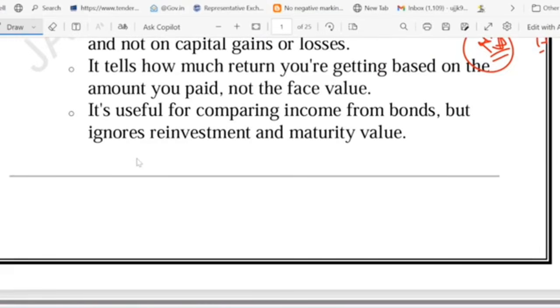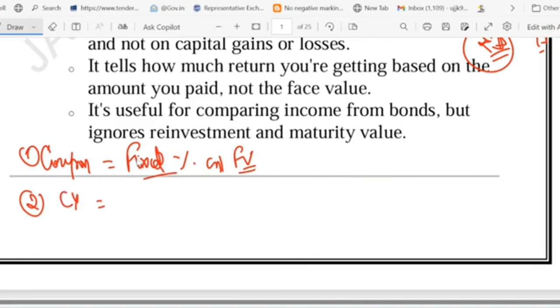So what we learned from this question is, first of all, you must understand what a coupon is. Coupon is the fixed percentage on face value. This is the first point. The second point we talked about is the current yield. What is the current yield? Current yield is the return based on purchase price.